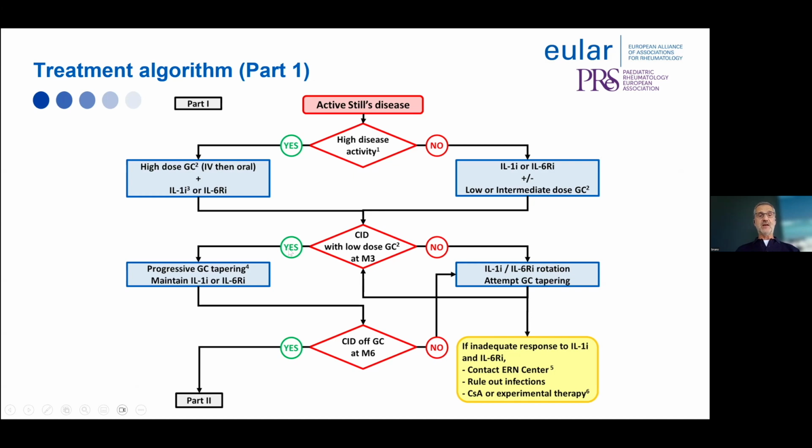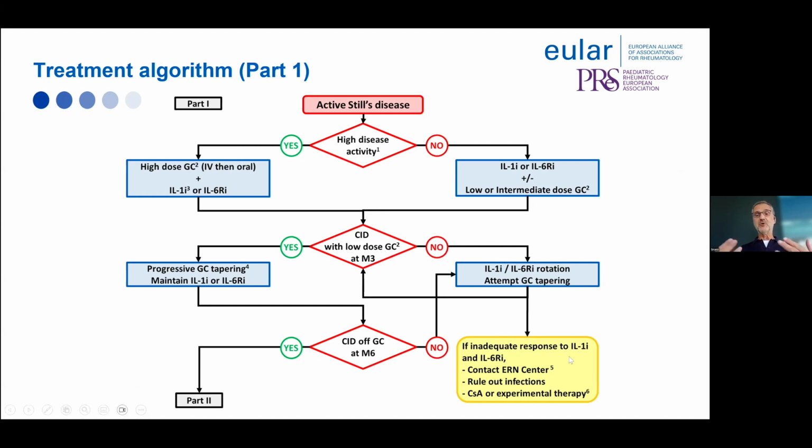If it's okay, it's perfect. You taper the glucocorticoid and you maintain the IL-1 or IL-6 blocker. If it's not achieved, then you have to switch between IL-1 and IL-6 blocker, and then you control 3 months later to see where you are. If the evolution is not in the right direction, you tested an IL-1 blocker, you tested an IL-6 blocker, and the response is not perfect, then you have to contact.